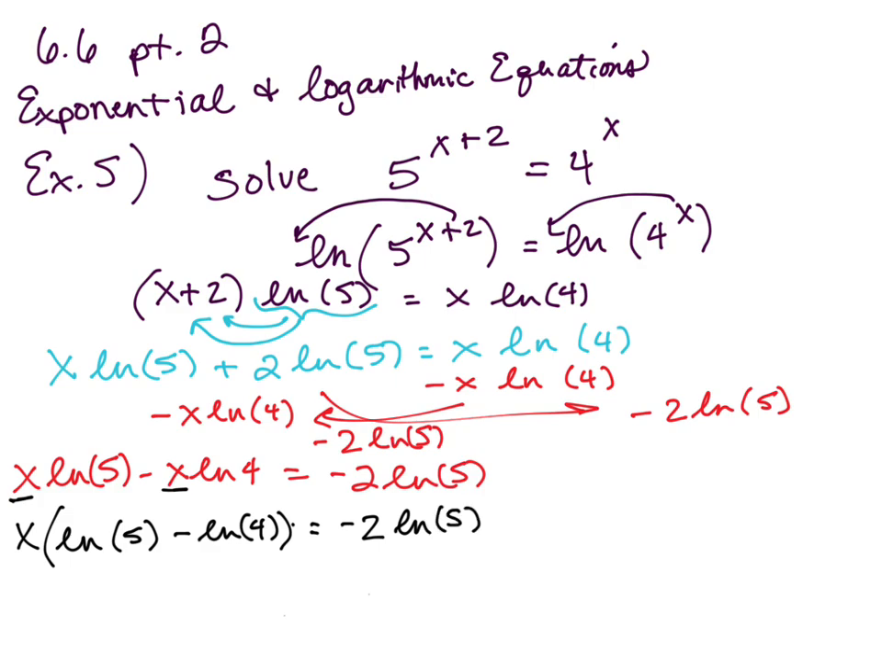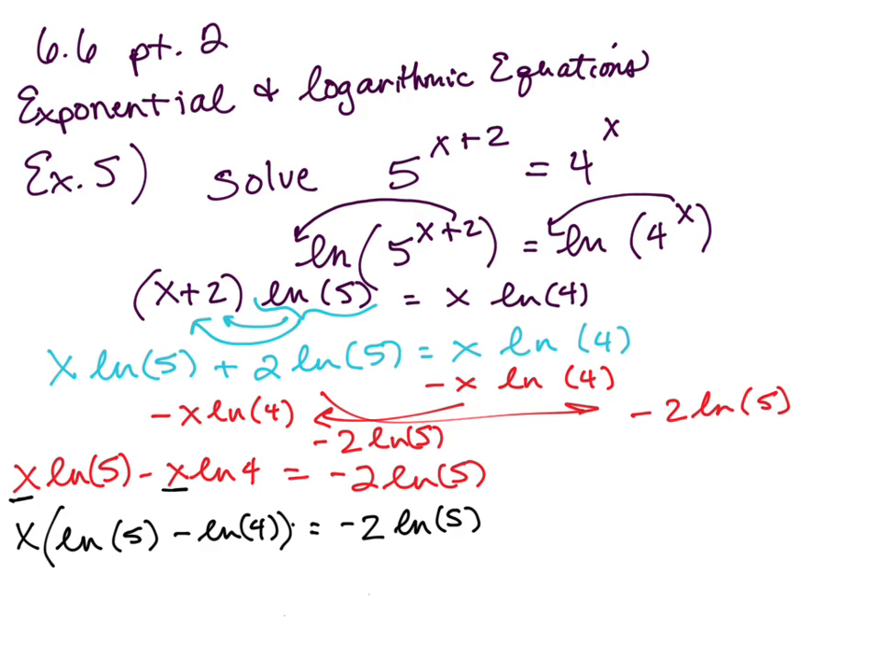So we pulled that x to the front, factored it out. The only way we're able to do that, though, is if we have everything with x on one side and everything that doesn't have x on the other side. Now we have one step left. We're going to divide by everything that's over here.